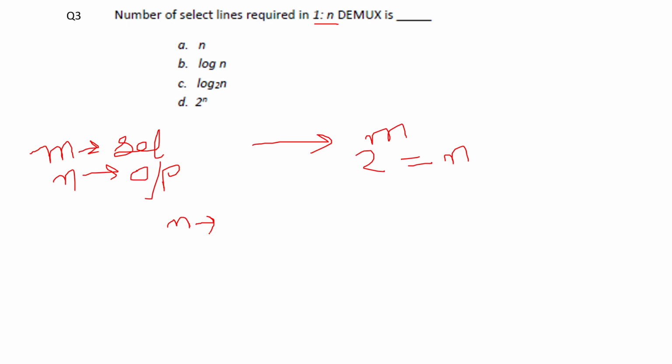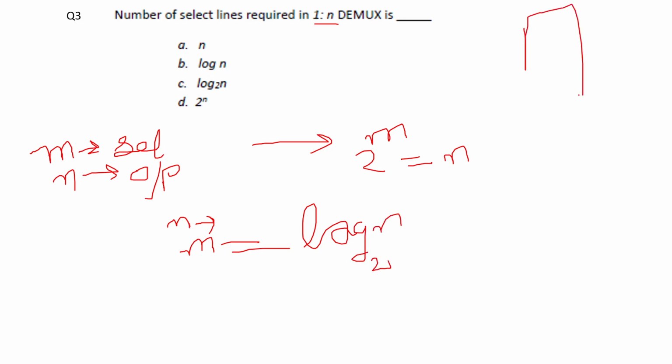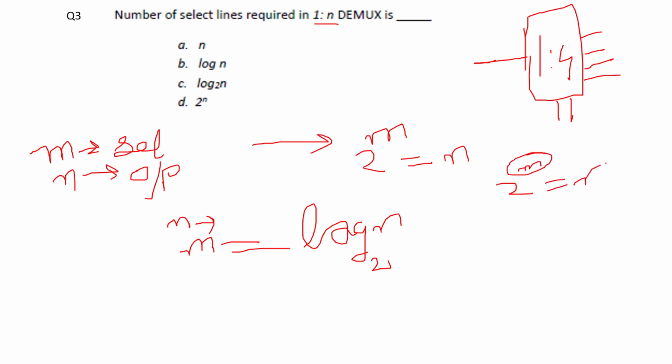Let's say I have n output lines. The number of select lines that I will require is m equal to log n to the base 2. If I have, let's say, a demux of 1:4, here is my one input line, and I have 2 select lines and 4 output lines. So I have the relation 2 to the power m equals n, where m is my select lines and n is my output lines. I can deduce from here that m is equal to log n to the base 2. So this is your answer.